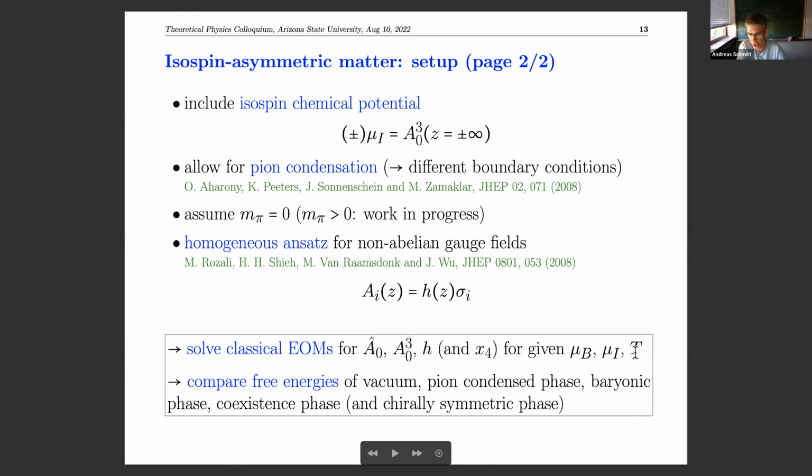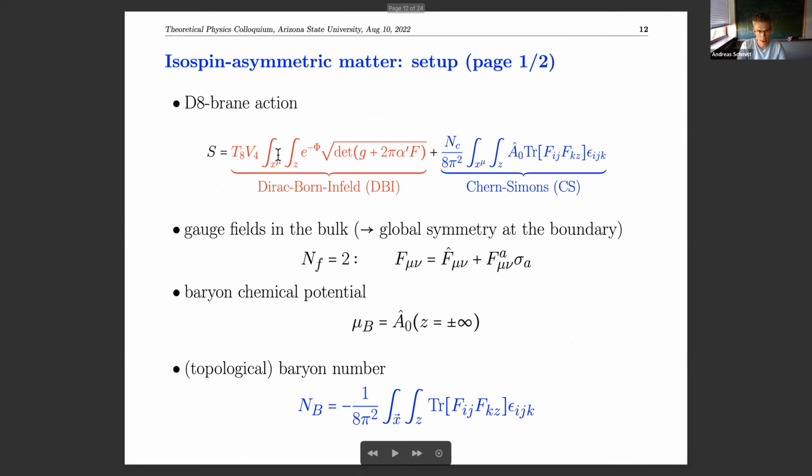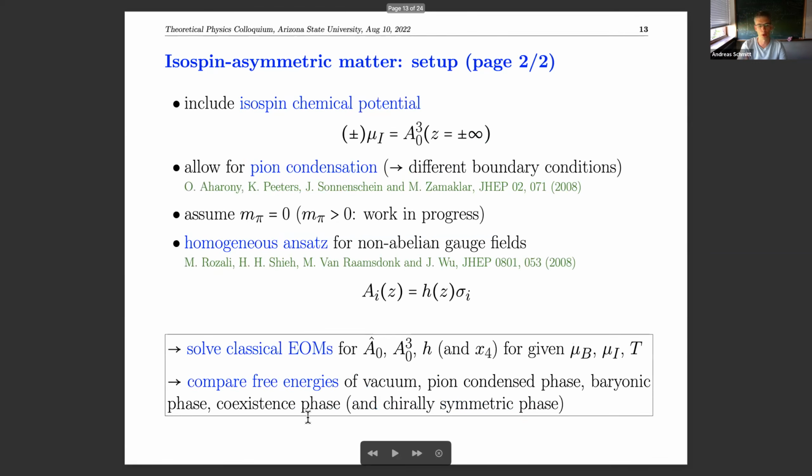So remember my motivation at the beginning. Now in principle, I can determine the preferred phase in each point of the phase diagram, not in QCD, in my phenomenological, semi-phenomenological string theory inspired model. But anyway, this I can do now consistently. And I compare the free energy, I plug the solutions back into my action. That gives the free energy, I compare them and determine the ground state at each point.